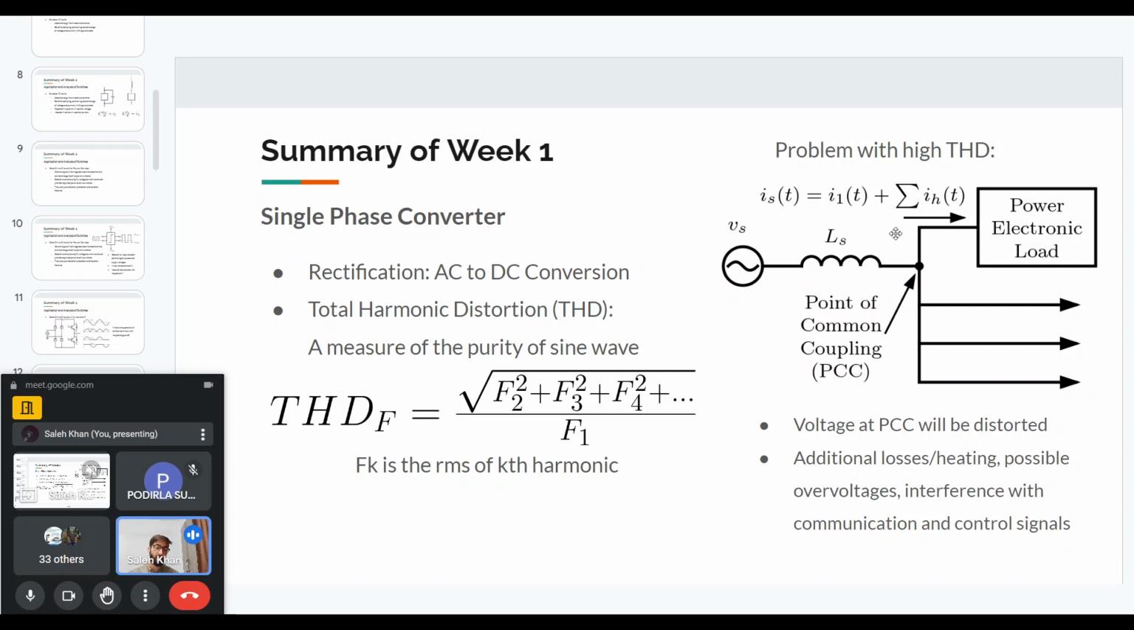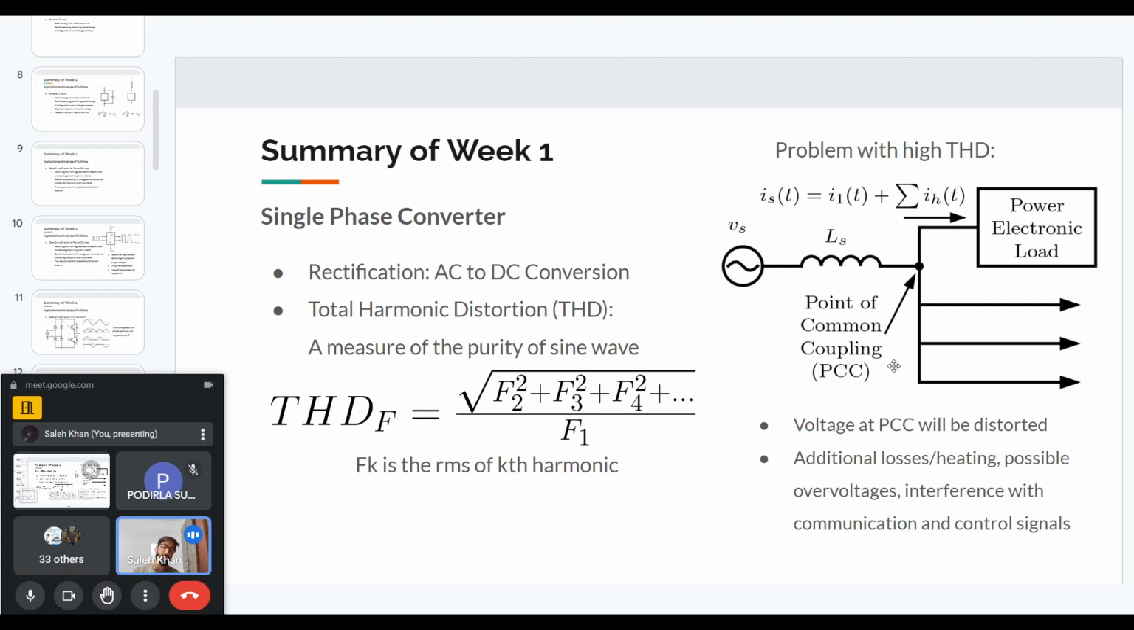as a harmonic drop. So even though the Vs voltage, if it is highly sinusoidal, the voltage at the point of common coupling will be distorted. So because of these harmonic drops, the voltage will not be sinusoidal at this point of common coupling. And that will create problems for other loads.